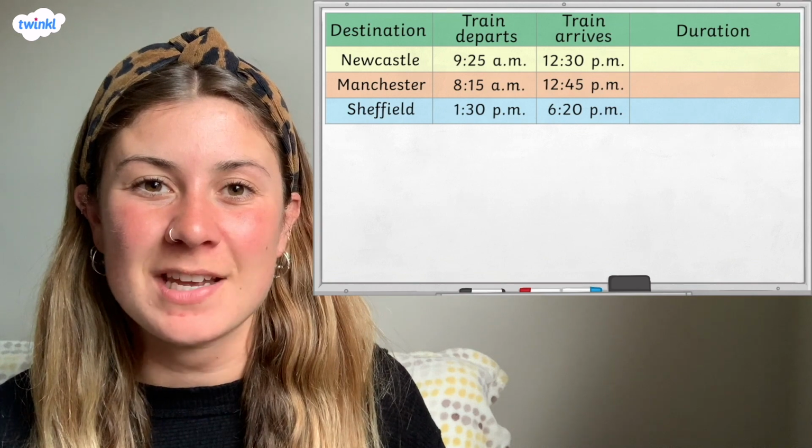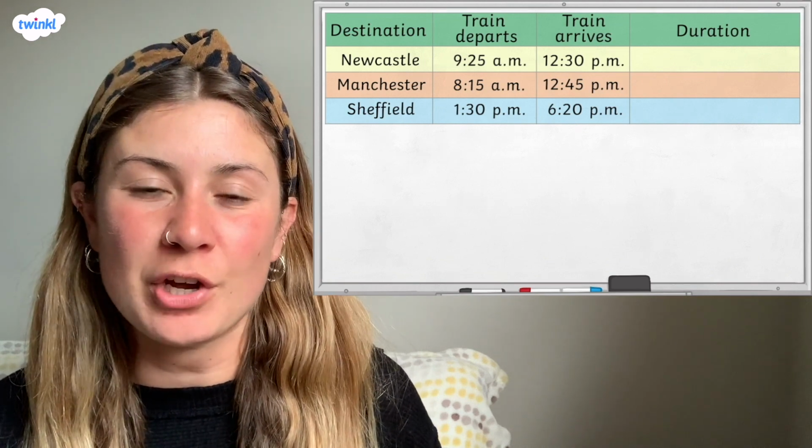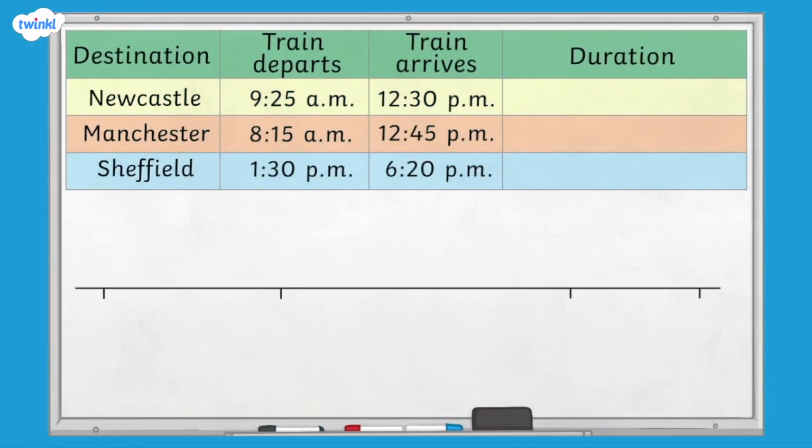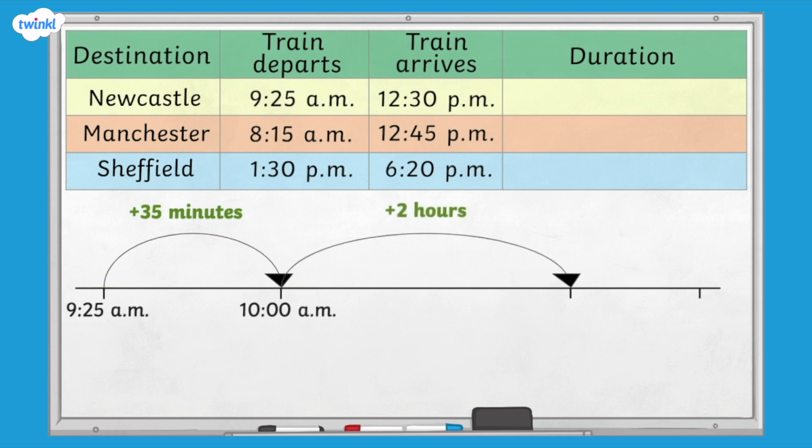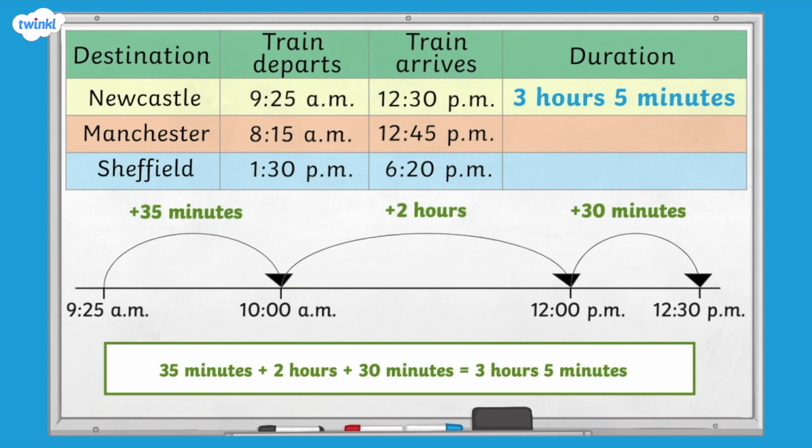Here we have a timetable that shows train times in England. We are going to work out the duration of the train journey to Newcastle. We can use a number line to help calculate the duration of the journey. We start at 9:25 a.m. and can jump 35 minutes to get to 10 a.m. We can then jump 2 more hours to 12 p.m. Finally, we can jump 30 minutes to get to 12:30 p.m. The duration of the train journey to Newcastle is 3 hours and 5 minutes.